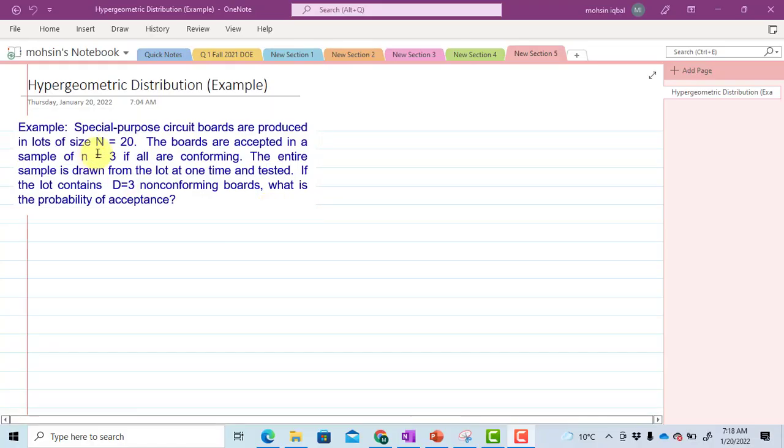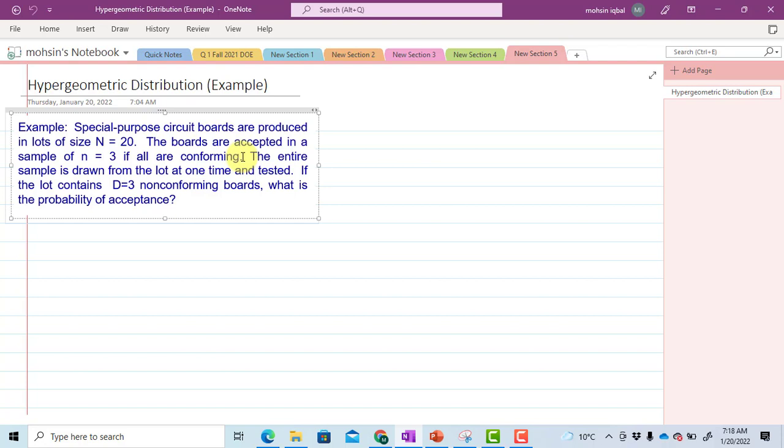In this example, we have circuit boards. Maybe you can say computer motherboards are produced in a lot size of 20. So 20 is my population, and the boards are accepted in a sample of 3 if all are conforming. The quality control inspector says that I will take a sample of 3 from 20 boards that have been manufactured, and if all of them are good, I will accept the whole lot. And if at least one of them is defective, the whole lot will be rejected.